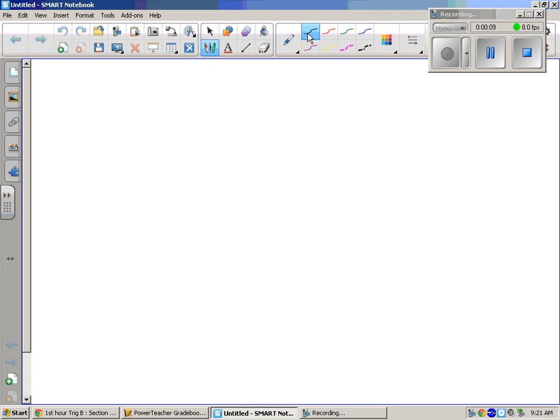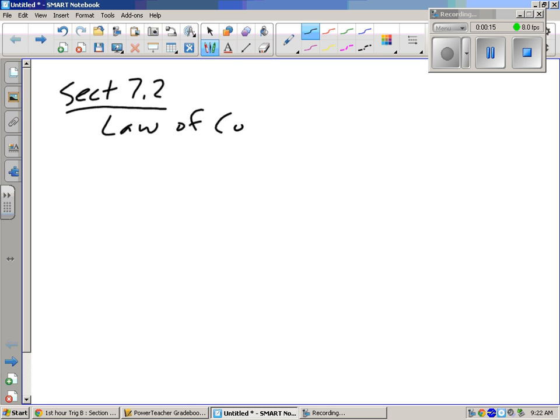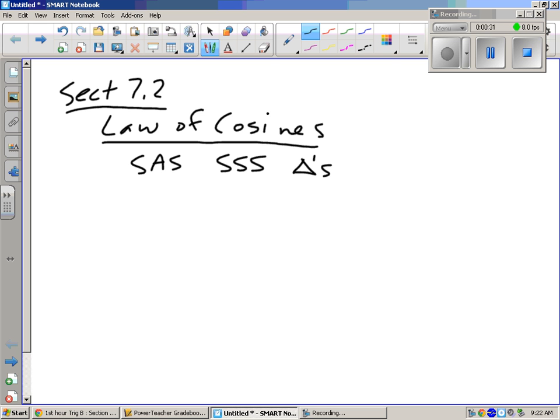We are going to talk about section 7.2. This is the law of cosines. Since we did the law of sines, we can't leave poor cosine alone. He wants to be included too, so he's got his own law. And you use it with side, angle, side, and side, side, side. So those are the two times when you're going to use the law of cosines.